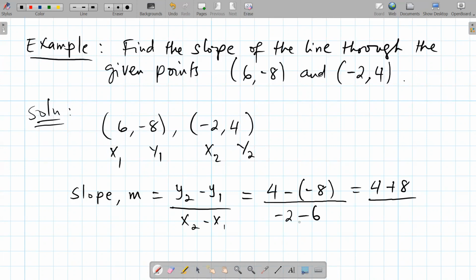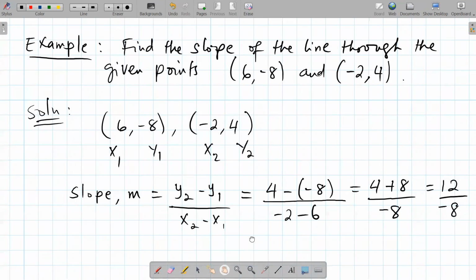Remember that 2 negatives will always be a plus, but this is not the case here. This is -2 minus 6. -2 means you owe 2 items. -6 means you owe another 6 items. So together, how many items are you owing? It's going to be 8, and when you're owing it is always negative. That gives you 12 over -8.